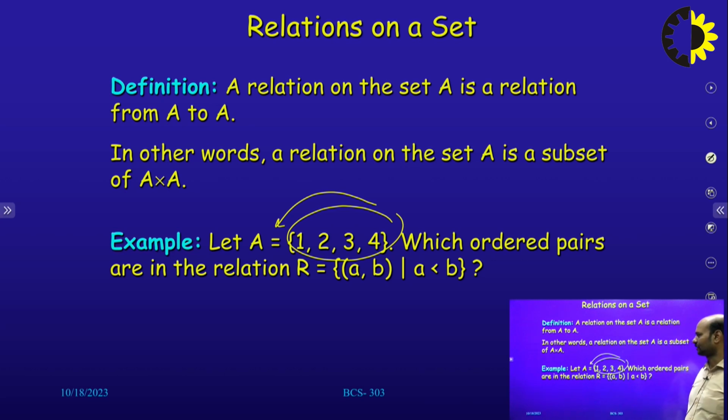What are the total ordered pairs constructed by this A cross A? They are (1,1), (1,2), (1,3), (1,4), (2,1), (2,2), (2,3), (2,4), and (3,1), (3,2), (3,3), (3,4) and (4,1), (4,2), (4,3) and (4,4). So we have a total of 4 cross 4, which means 16 ordered pairs, amongst which this particular condition is true.